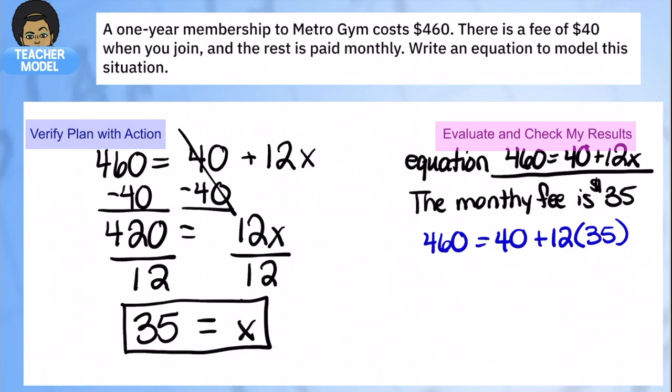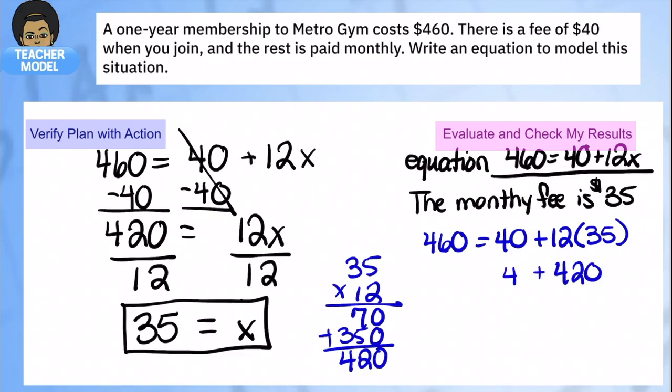And now we're just going to work on simplifying what's on the right. We're going to do 12 times 35. Normally I would just have you do it on a calculator just so you can double check. We'll have it here. 35 times 2 is 70, 35 times 1 is 35. And see, it does give us 420. So 420 plus 40. And we'll simplify that again. 460 is equal to 40 plus 420, that is 460. So yes, our response is valid.